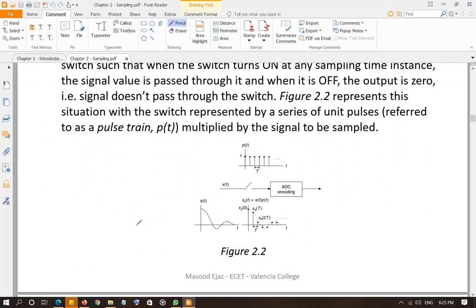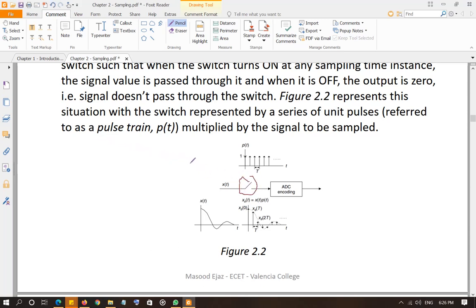So to understand how we can recover the signal from its samples, assume that when you're sampling, a signal is coming in and you're turning the signal on and off. When you turn the switch on, at that instance, the signal will pass through. And when you open the switch, of course, the signal is not going to pass through. So basically, you are turning the switch on and off at the sampling instances, right? This is the switch we are talking about.